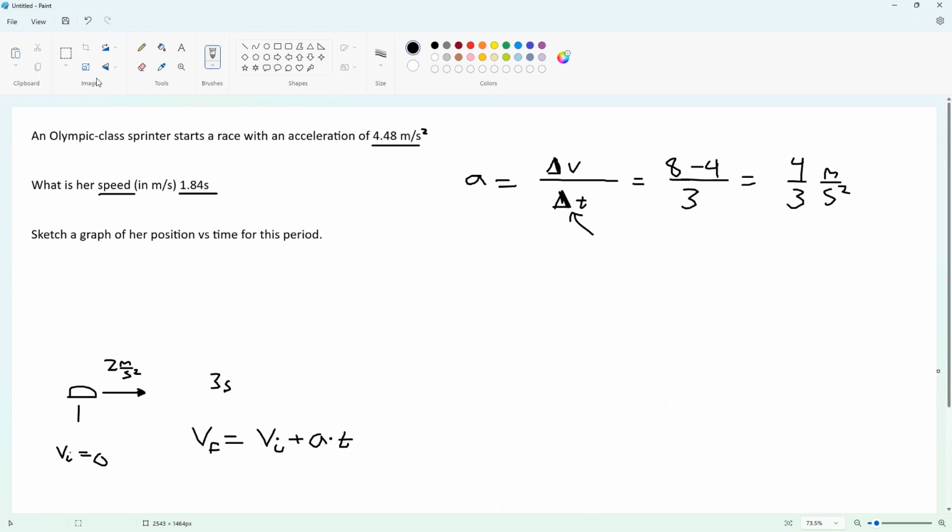Yes. Okay, so now that we have this understanding of acceleration, can you tell me what her speed is at 1.84 seconds? 0.48 seconds.